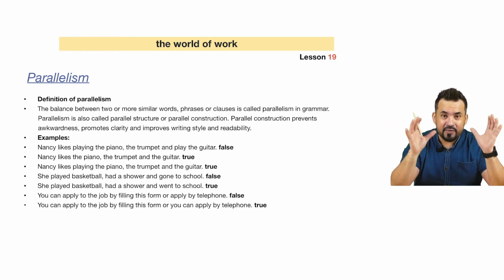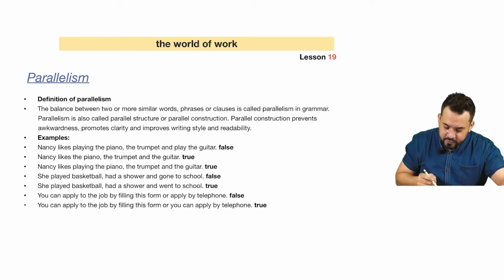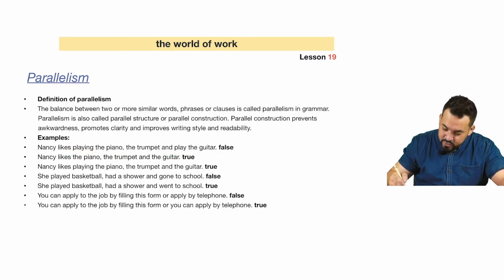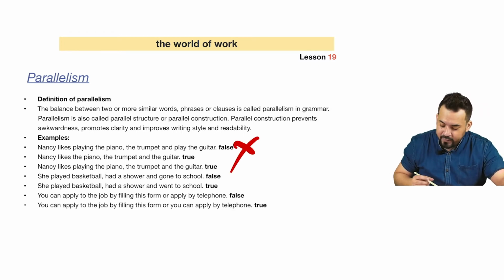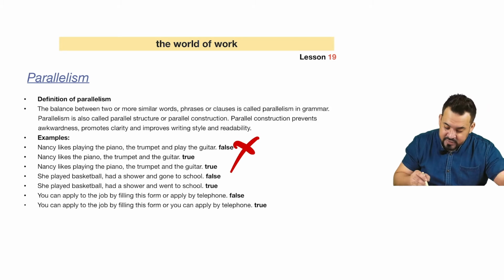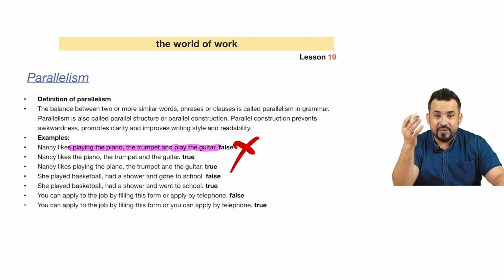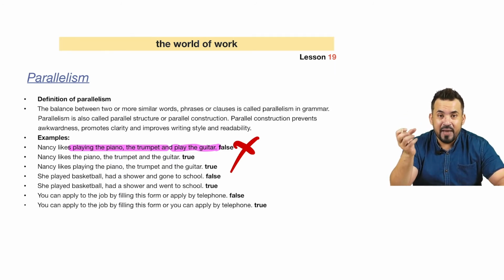The only way to explain it is by looking at the examples. So let's take a look. Nancy likes playing the piano, the trumpet, and play the guitar. This is absolutely incorrect. This is not good English. Why? Because, as you can see, there is no balance in the sentence: playing the piano, the trumpet, and play the guitar. So if we want to make this sentence correct, we need to make it balanced.